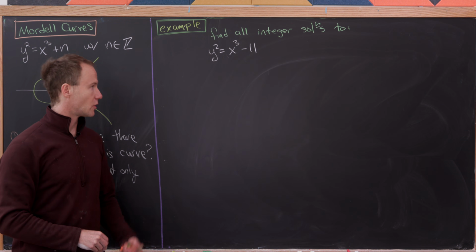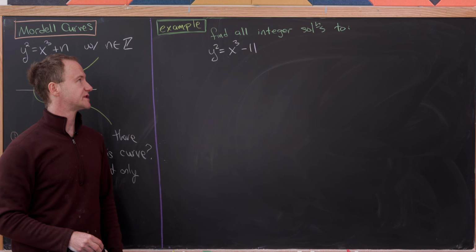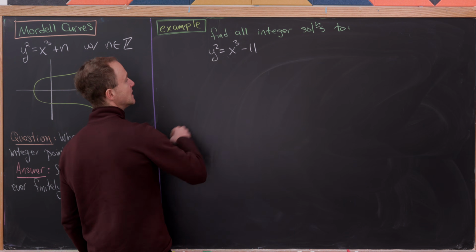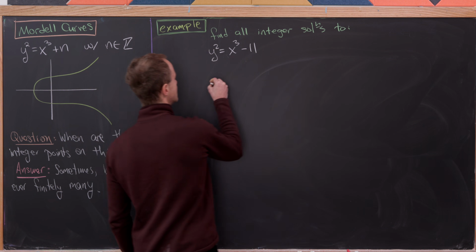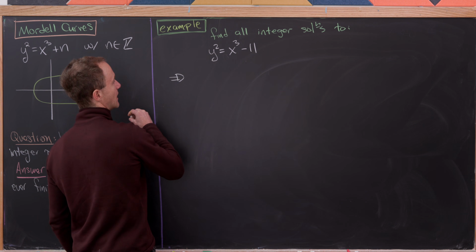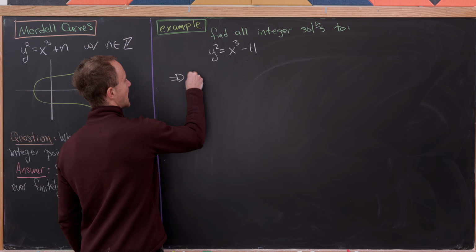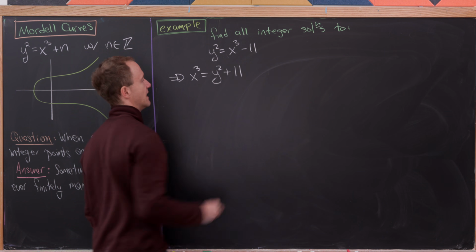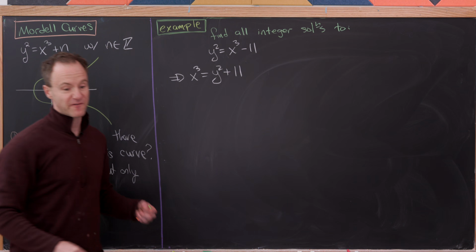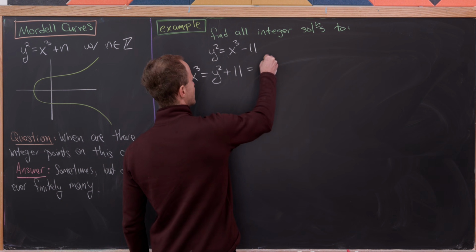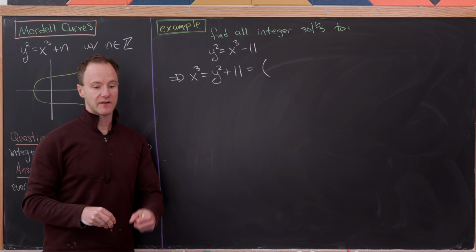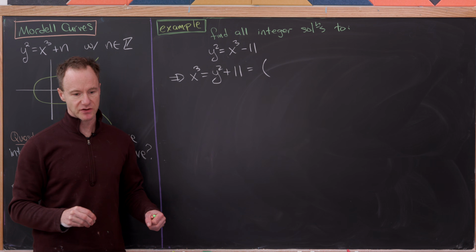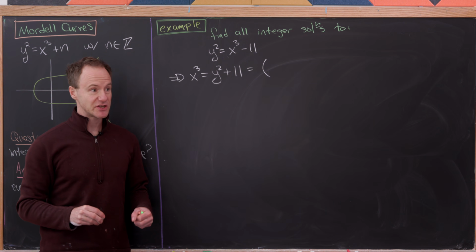Okay, so now our goal is to find all integer solutions to y squared equals x cubed minus 11. So the first thing that we're going to do is move some things around. And that'll give us x cubed equals y squared plus 11. And now we're going to factor this. So you might say, well, I can't factor that. And in fact, that's true. We can't factor it over the integers, but we can factor it over an extension of the integers.